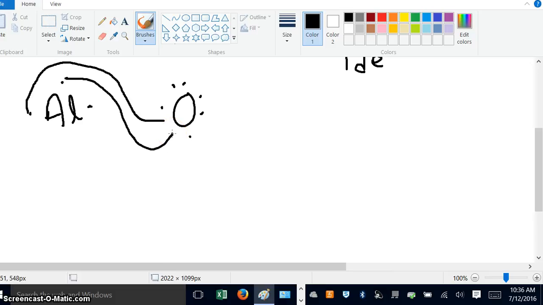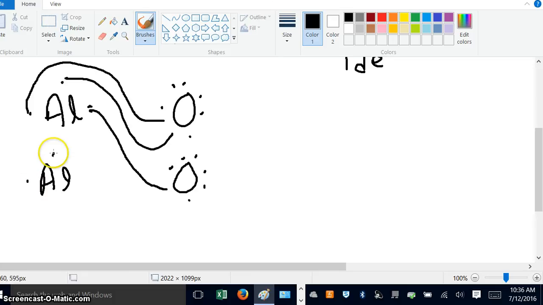But notice the aluminum still has one more electron to give. So imagine there's another oxygen floating about, and this aluminum is going to get rid of that last electron right there. So the aluminum has now met its octet rule, but this second oxygen needs one more electron, so that's going to come from another aluminum atom.